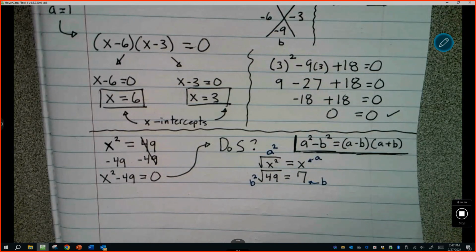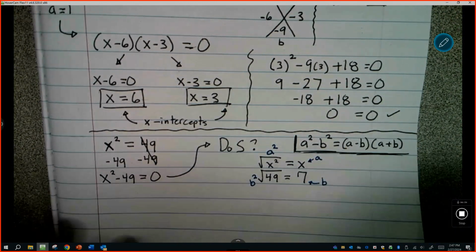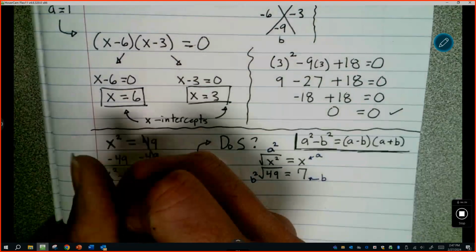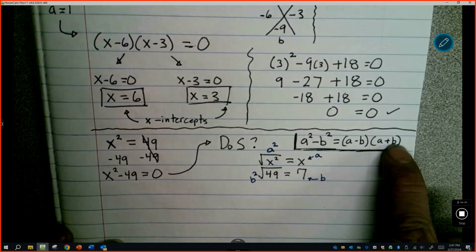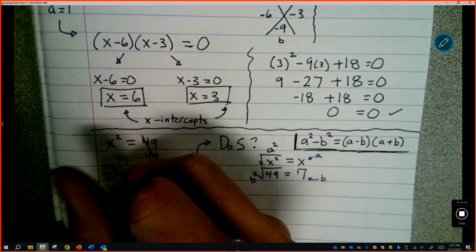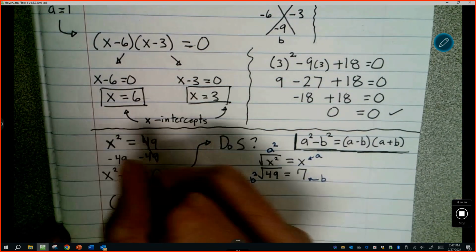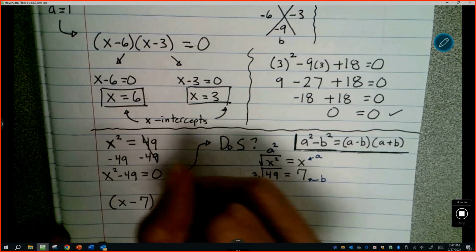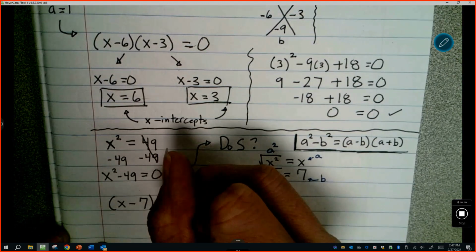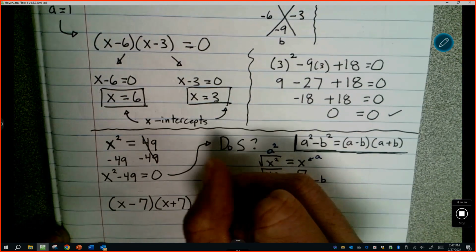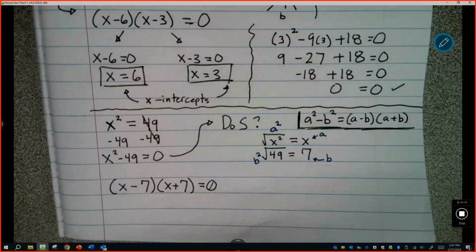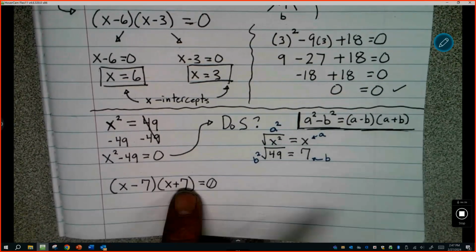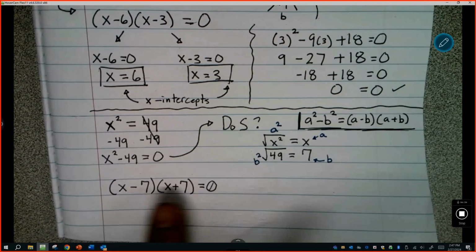Now I can use the a and b, or the two square roots I found, to write my answer, or my factored form. I can get square root minus square root and square root plus square root, or a minus b and a plus b. So my answers will be x minus 7 and x plus 7, my two factors here. And they're still set equal to 0. Now we have these two linear factors, we can set each one equal to 0 and find my two x-intercepts.